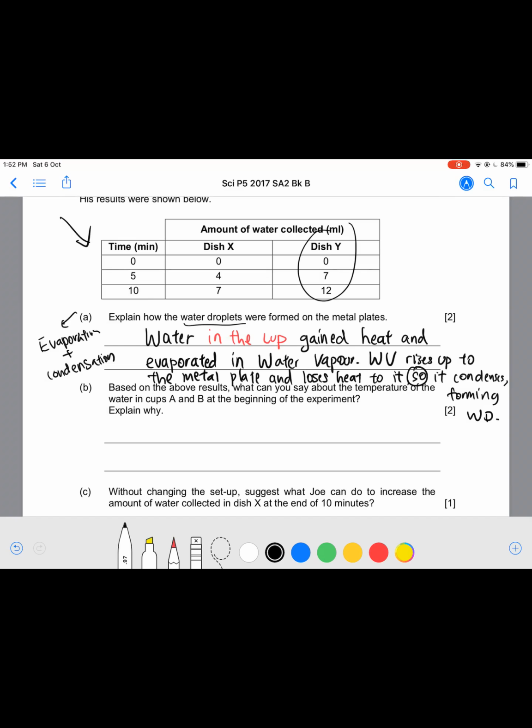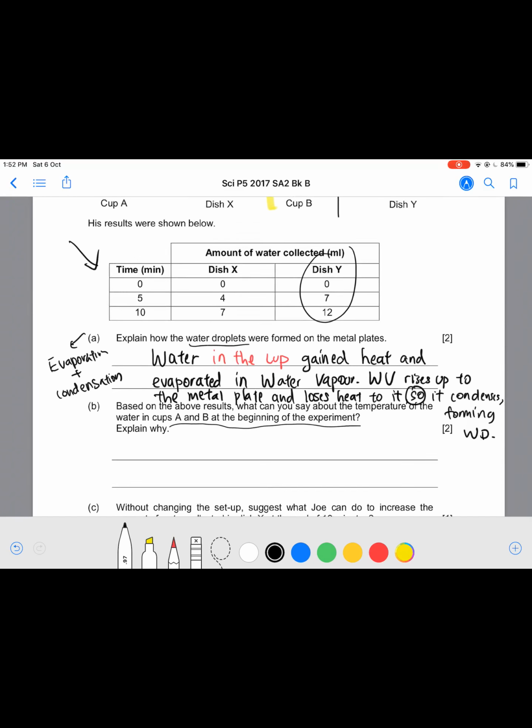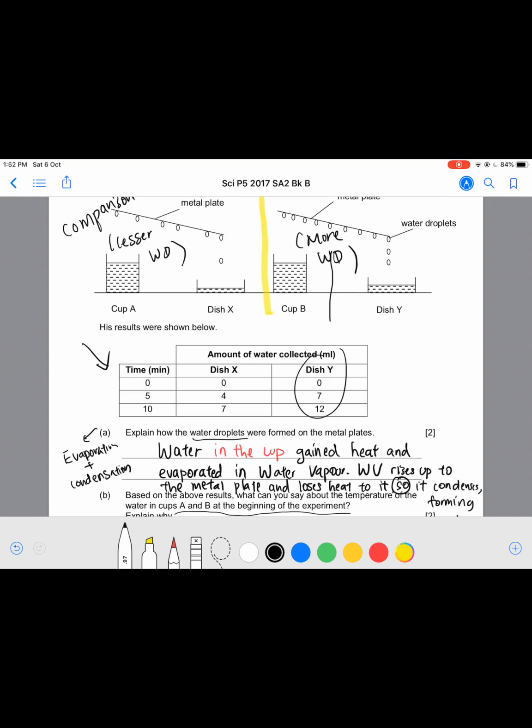Okay, part B. Based on the above experiment, what can you say about the temperature of the water in cup A and cup B at the beginning of the experiment? Alright, now the temperature has to be different. Why would I say that? Because given that they got the same volume of water, how come A has lesser evaporation taking place? How come A has lesser water droplets formed? It's because there's lesser condensation, right? And why is there lesser condensation? Maybe because there was lesser evaporation.